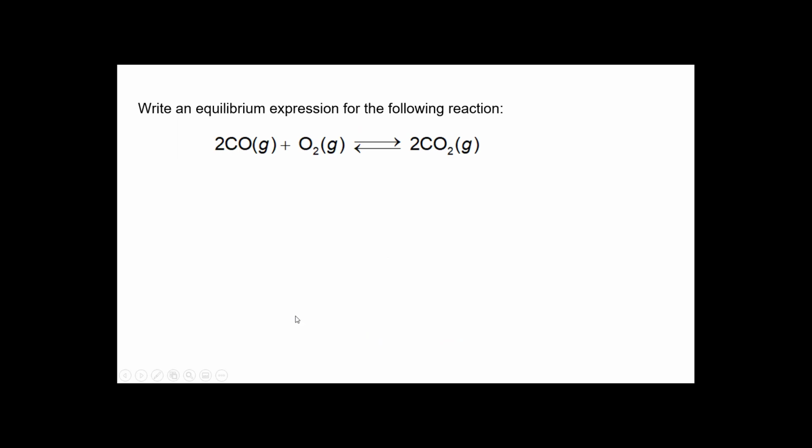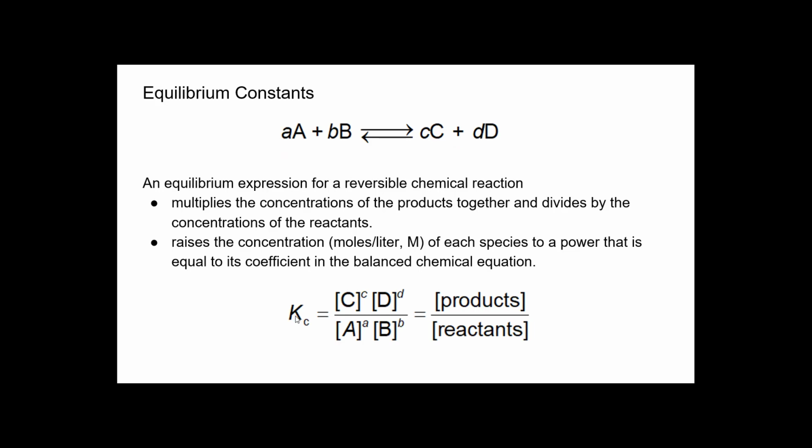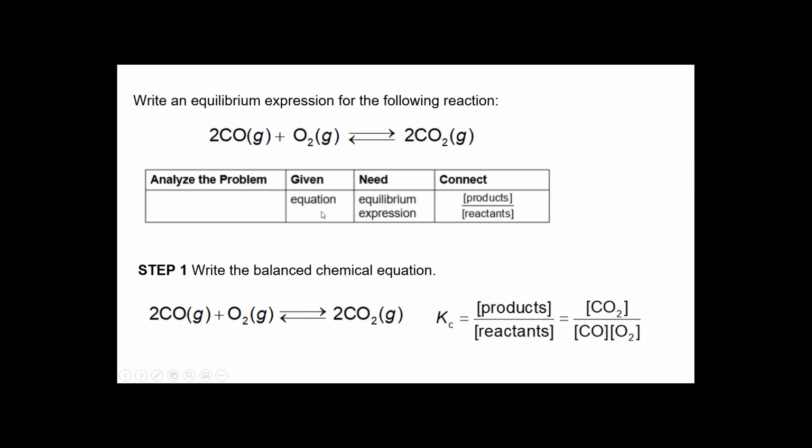So let's get started. The best way to learn is to actually put it into action. So here we're given a balanced equation, and we want to write out the equilibrium constant for this. So we're going to use this information and end up writing it out like this. So what do we need? We need the equation, we need the equilibrium expression, and we need to know how to set up the concentrations of the products over the reactants.